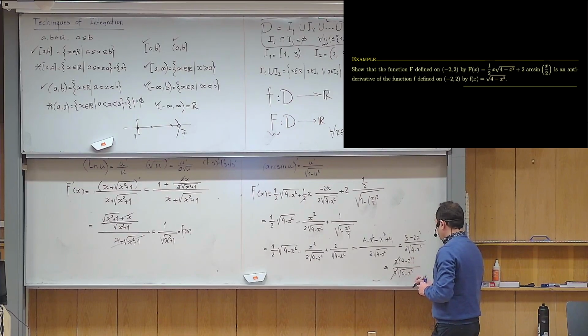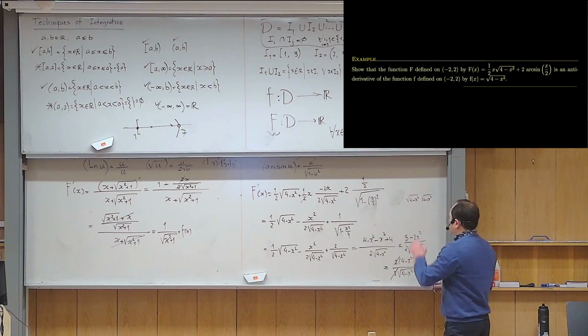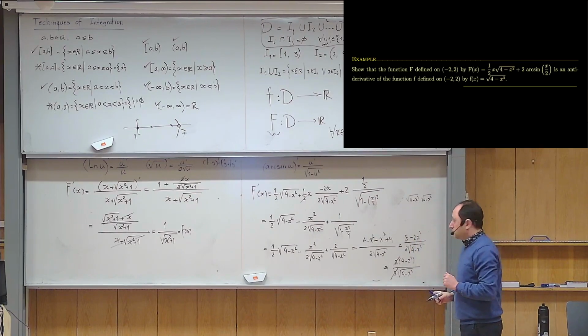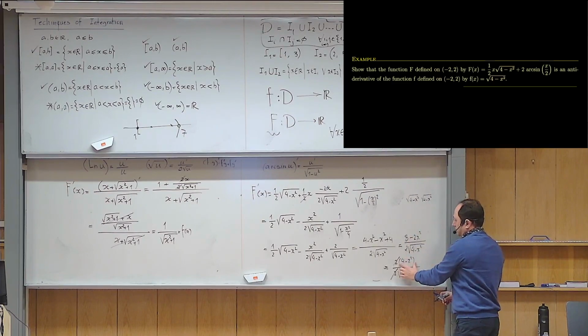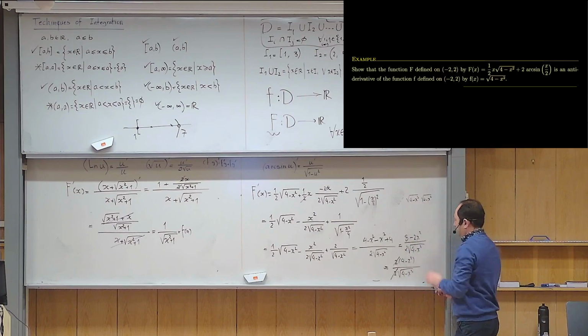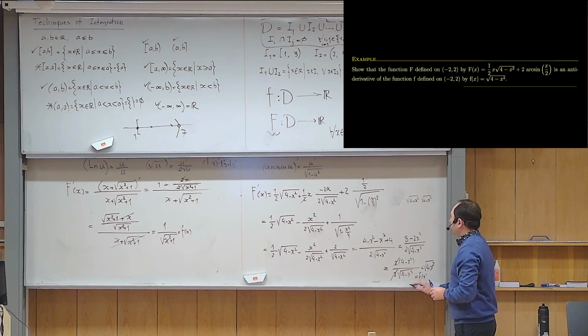4 minus x squared can be viewed as 4 minus x squared, the square root of 4 minus x squared times the square root of 4 minus x squared. Why? Because x is between -2 and 2, and this expression is positive. So this is exactly equal to this expression. But one of them and this one are gone, and one of them is left. So hopefully you realize that this is exactly what I want, which is exactly the function f of x as you see here.